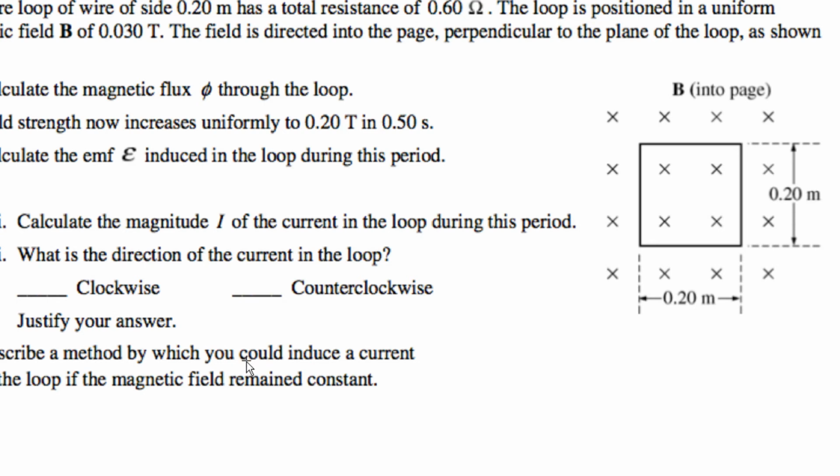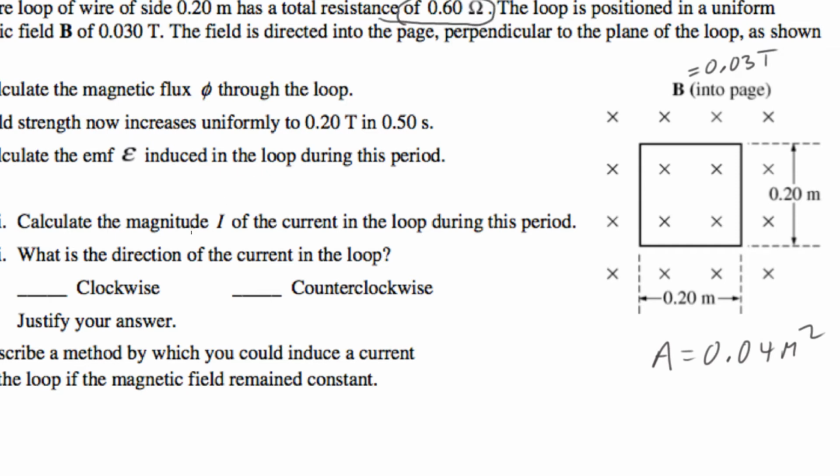All right, so this question here is from 2004. It's question number 3 on the 2004 FRQ. So we have this loop. We have the dimensions of the loop. So the area is going to be 0.04 meters squared. Just multiply those two sides together. What else do we have? This magnetic field is 0.03 Tesla. And then we're given the resistance of the loop as 0.6 ohms.